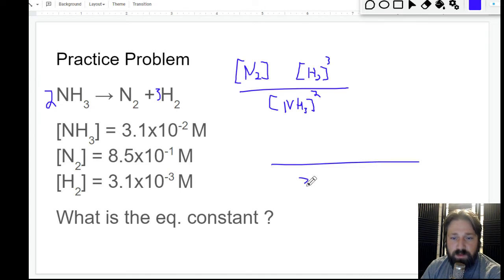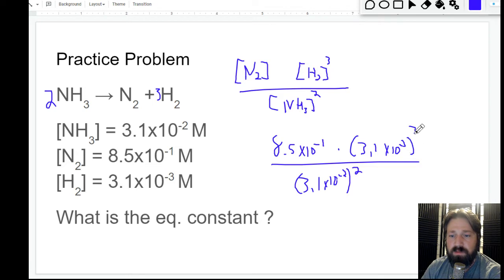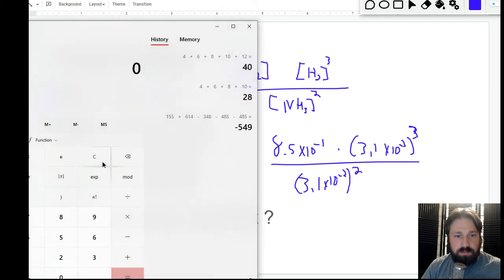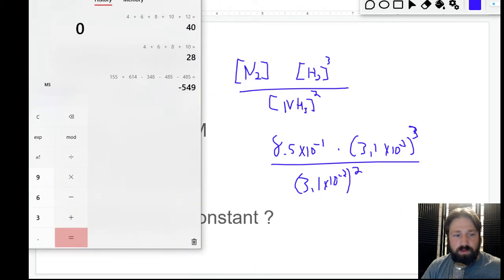On the bottom, we're going to have 3.1 times 10 to the negative second, all raised to the second power. For nitrogen gas, 8.5 times 10 to the negative first, and hydrogen gas is going to be 3.1 times 10 to the negative third, and all of this is going to be raised to the third power. Okay, so now we can just pull out a calculator and calculate this.